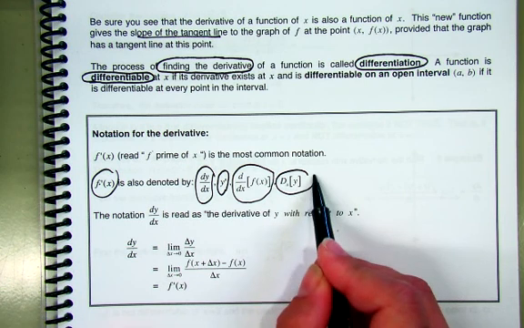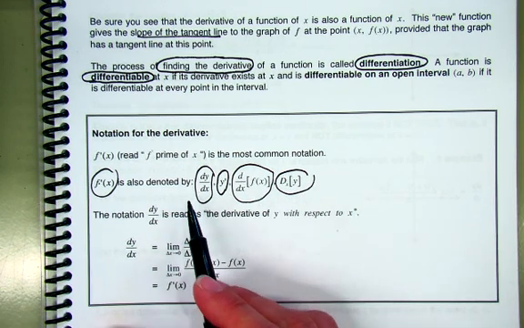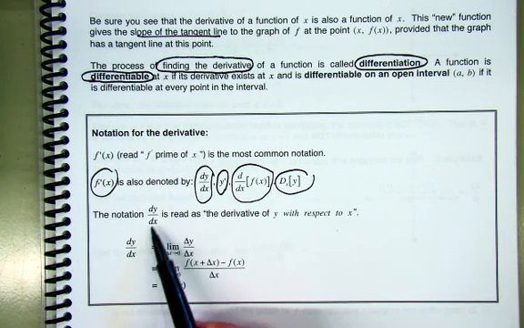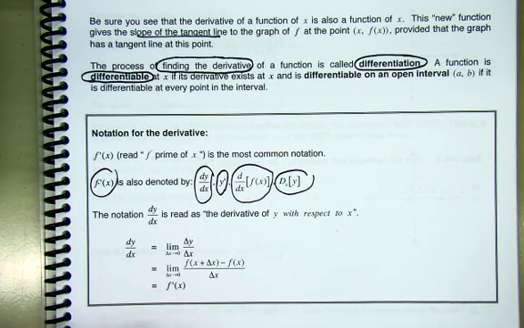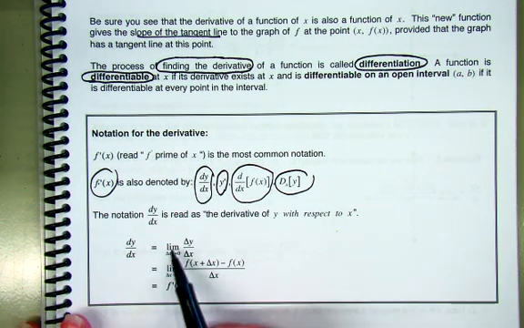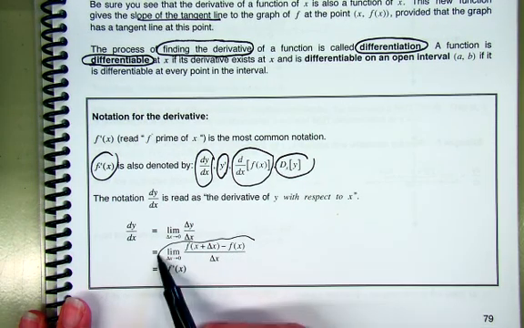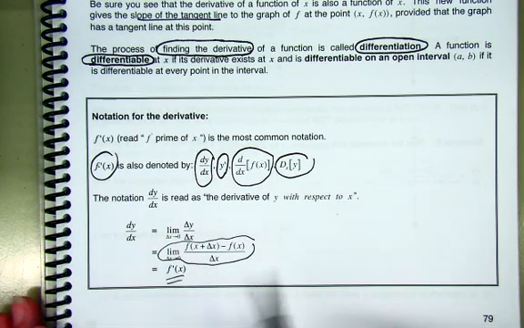The nice thing is most of them have d's. So if you see a d, it just means do the derivative, or if you see a prime, it just means prime. Again, dy dx is read the derivative of y with respect to x. And it's just the same formula we just talked about, the limit of the change in y over change in x, and it equals the derivative.